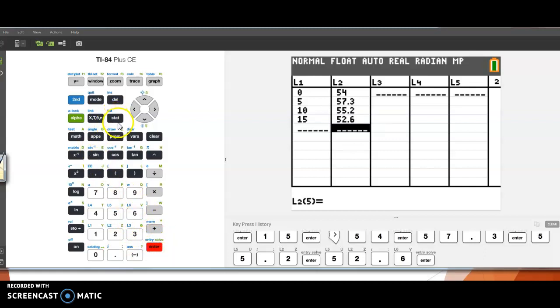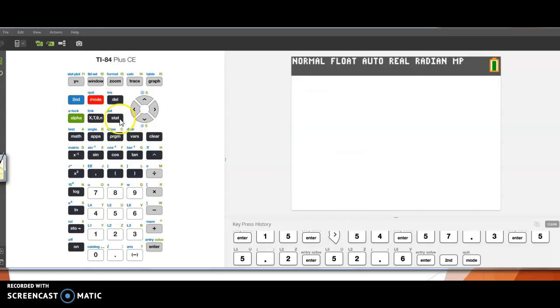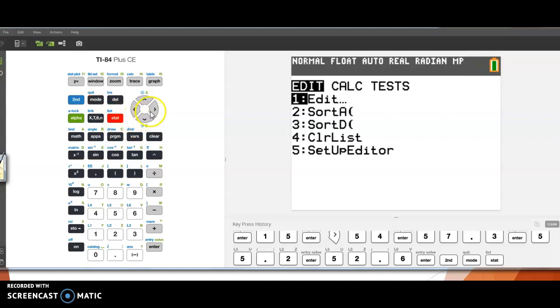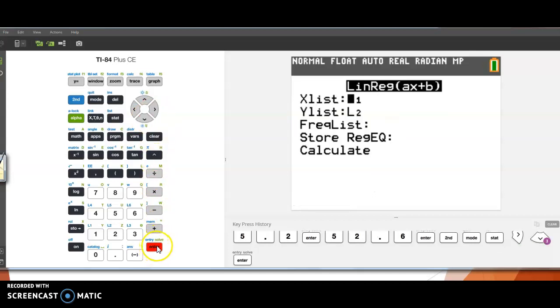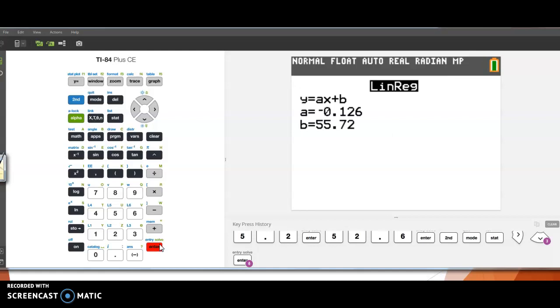So we'll then use our Stat button. Actually, we'll quit first, so we're back at our main screen, and then use our Stat button. And this time we want to calculate the regression. So I go over to Calculate, and I choose a linear regression, and enter through these because they're all set up correctly. And we get our first formula, so negative 0.126 x plus 55.72.